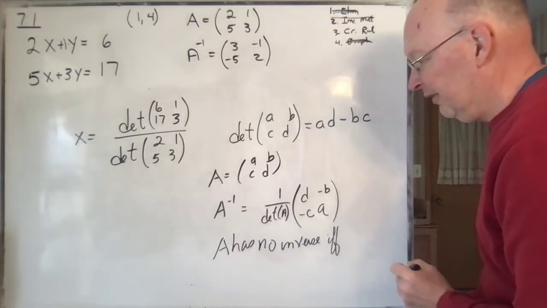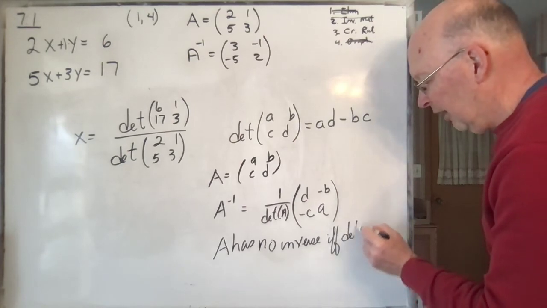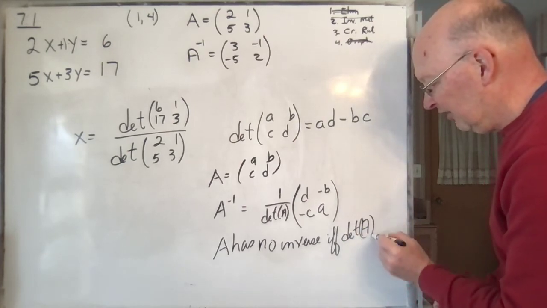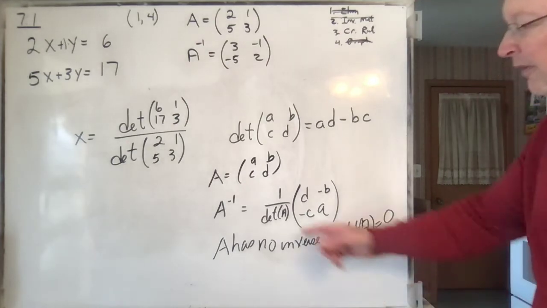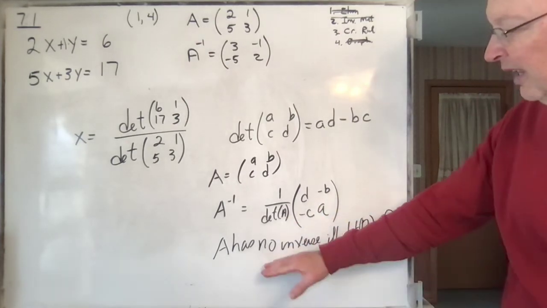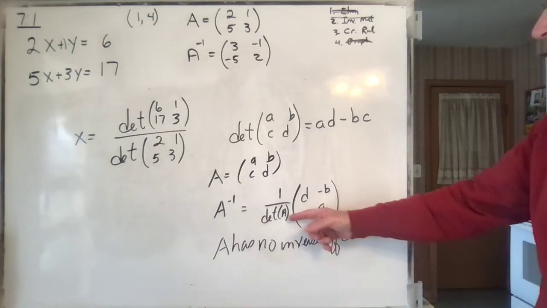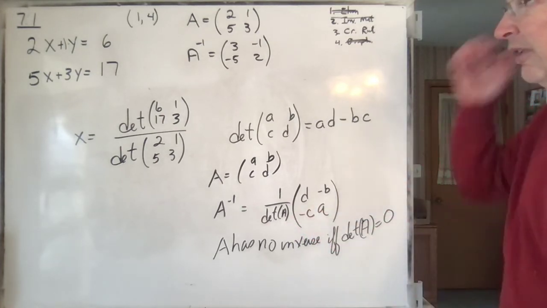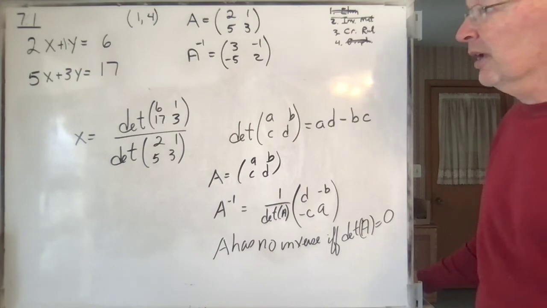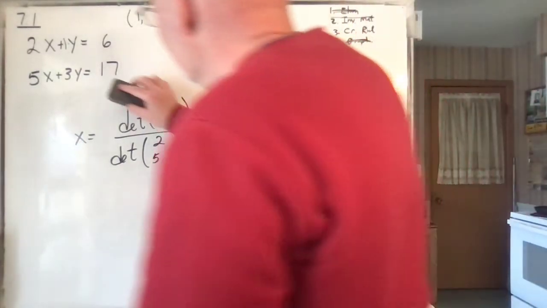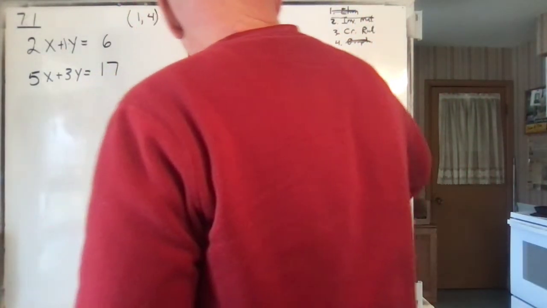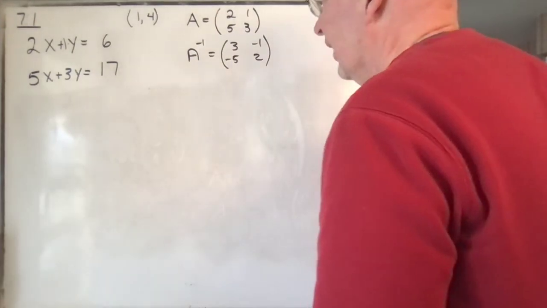if and only if the determinant of A is equal to 0. When the determinant of A is equal to 0, it has no inverse. If it has no inverse, then the determinant of A is equal to 0. Okay, so that's very important. That's key.